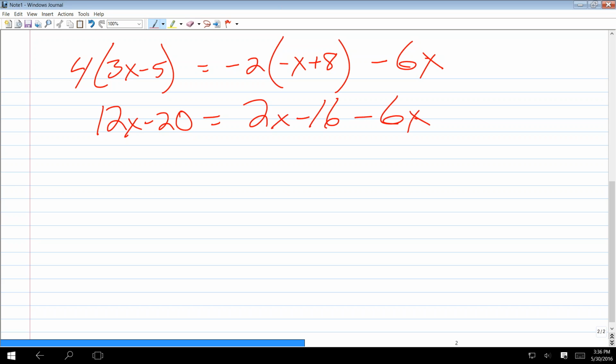Yeah, that's a good second step. Don't try to do too many steps in one. All right. Okay, now combine like terms. Put all the variables on the left side if you like, all the numbers on the right. You're going to end up with 16x equals 4. Good.